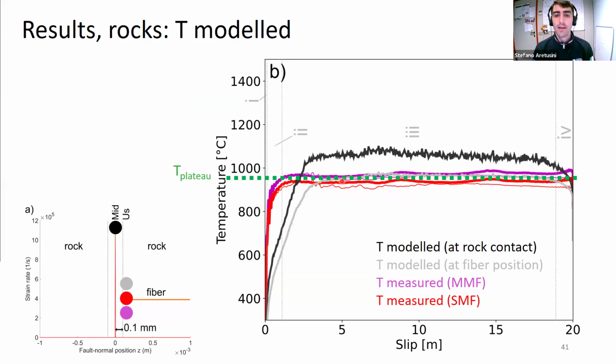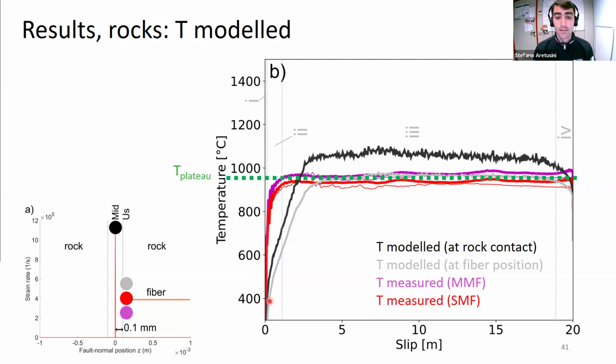If we compare then the measurements of temperature in red and magenta with the temperature model, we first have to keep in mind that the model is actually outputting temperature at 2 points. The point in the middle, where the rock contact is, represented by the black curve, and the temperature more or less 100 micron away. This number is a measure of basically the spatial uncertainty in positioning of the fiber.